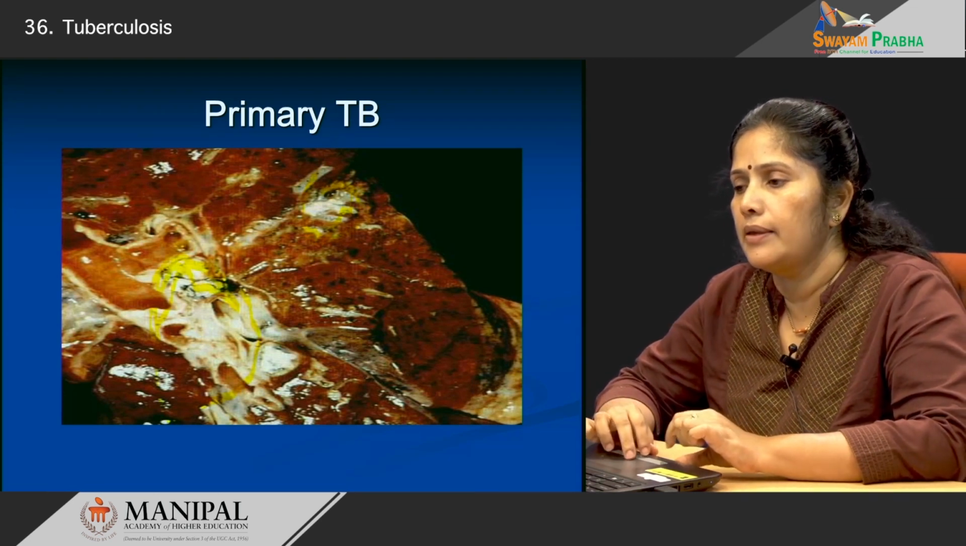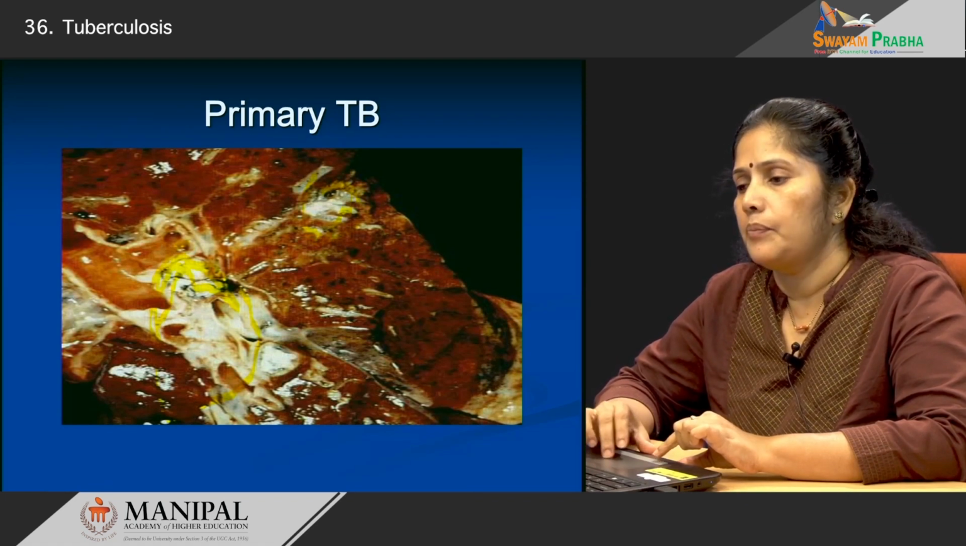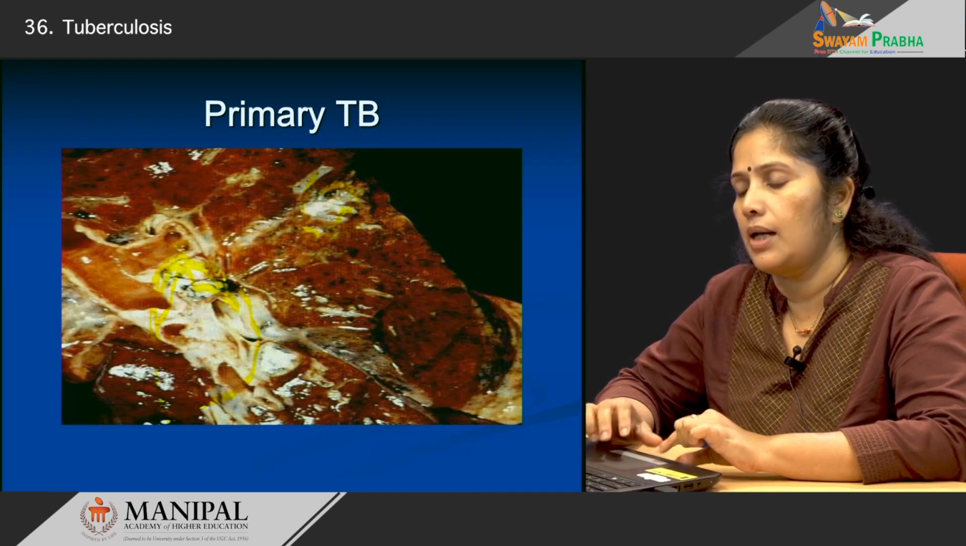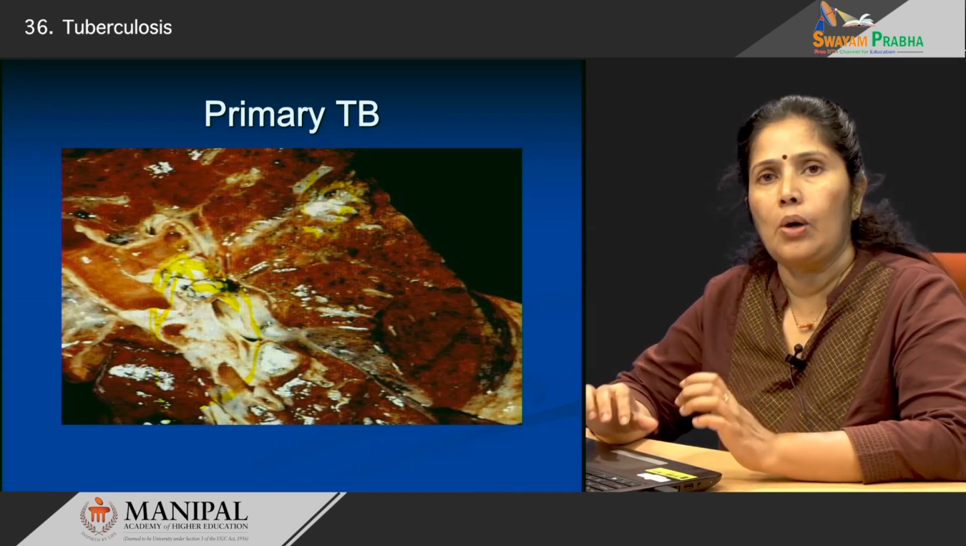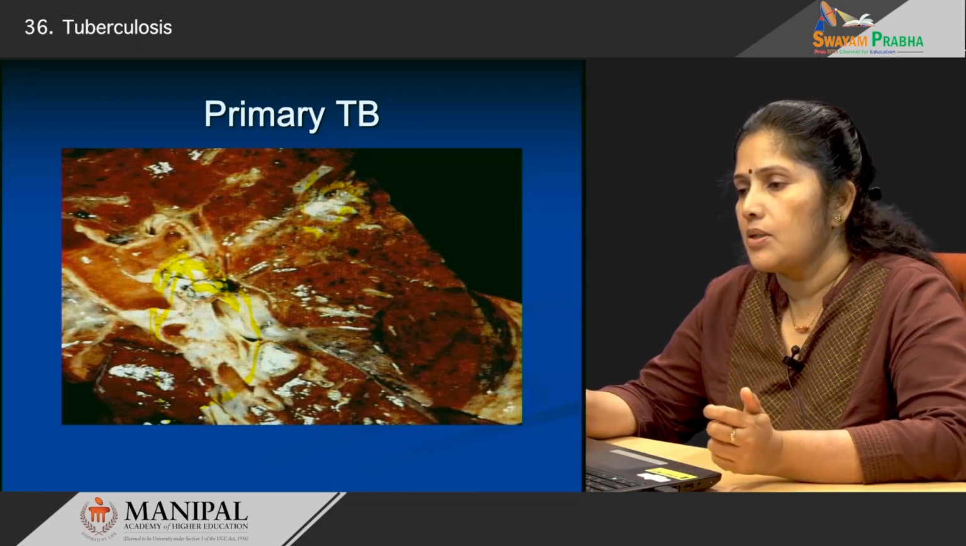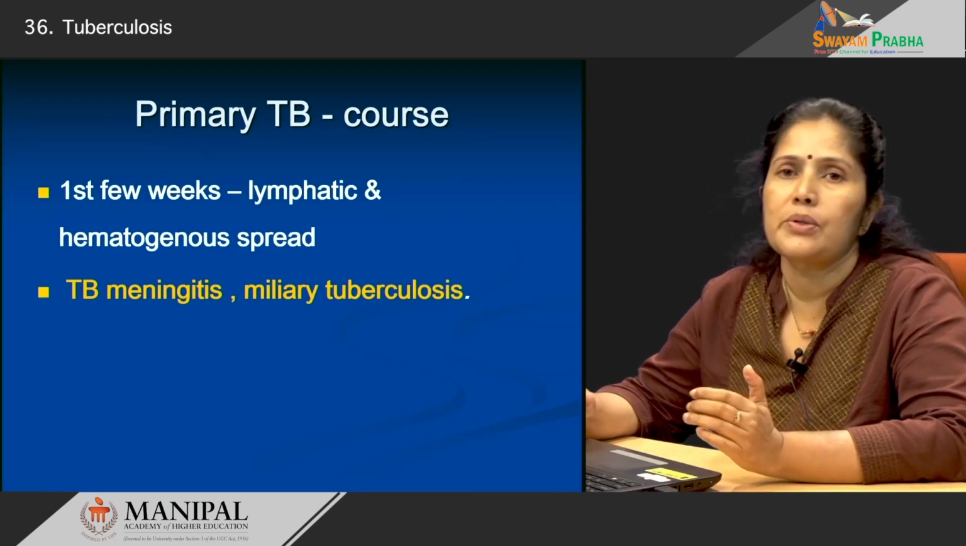So, a lesion in the lung parenchyma, which is subpleural and small, accompanied by a large hilar lesion, is known as the Ghon's complex. Fine. So, now the question is, what happens to these patients once they have developed primary tuberculosis? What happens to these patients?